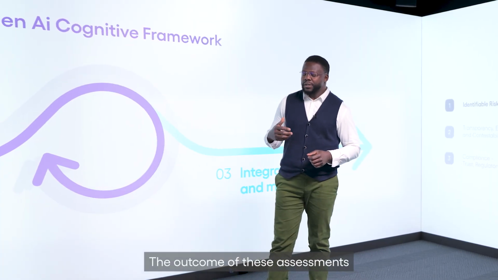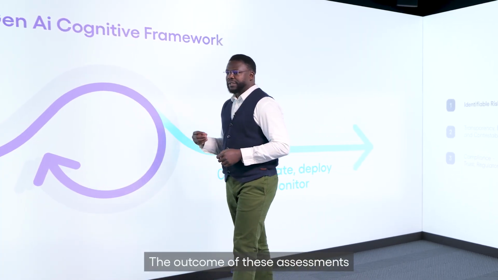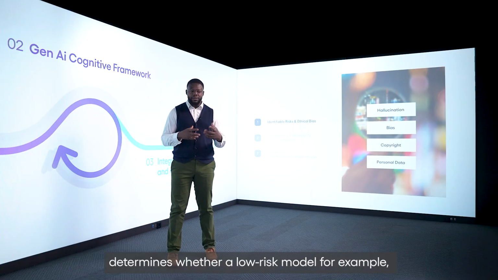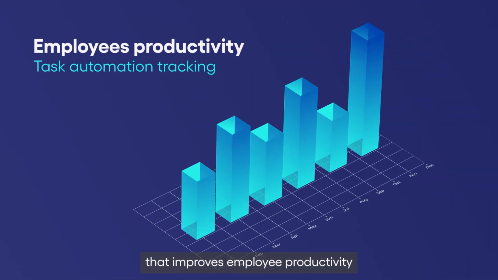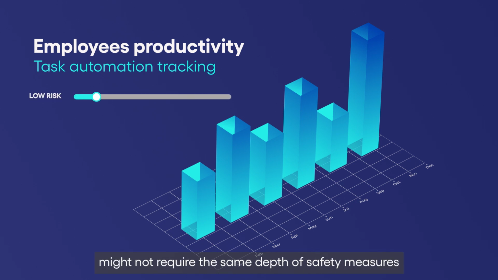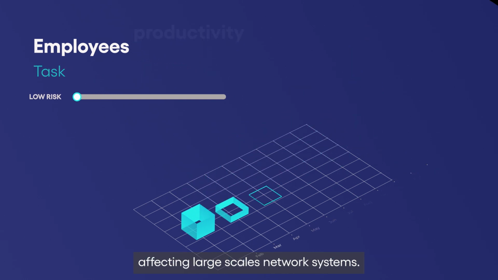The outcome of this assessment determines whether a low-risk model, for example, that improves employee productivity by automating regular tasks might not require the same depth of safety measures as a high-risk classified model that takes decisions or triggers actions affecting large-scale network systems.